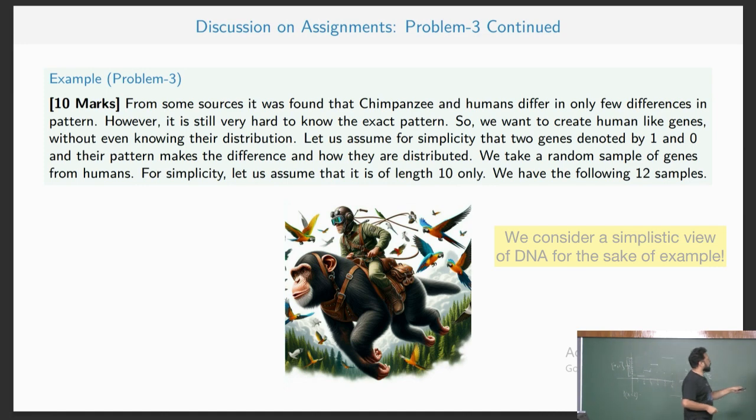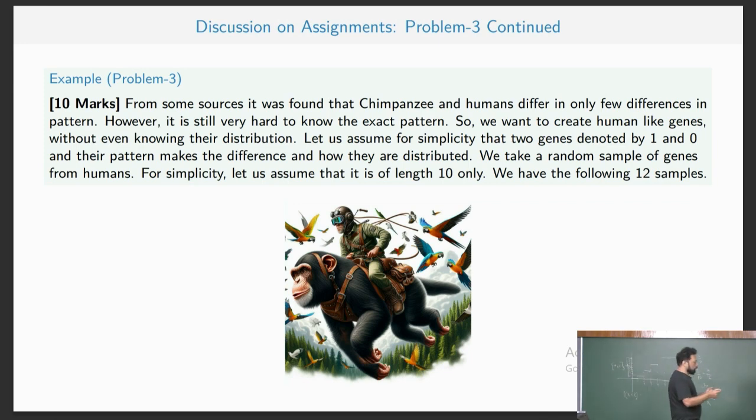Let us say we denote them by 1 and 0. Let us say it's A and G, and we denote them by 1 and 0, and their occurrences or co-occurrences in a certain way decide, let's say, what could be human and what could be a chimpanzee.